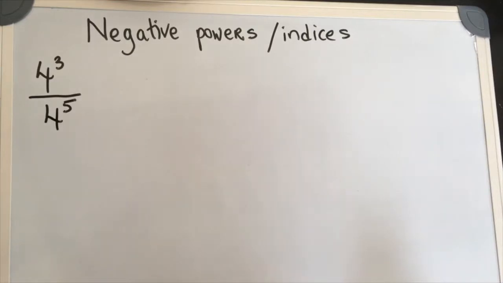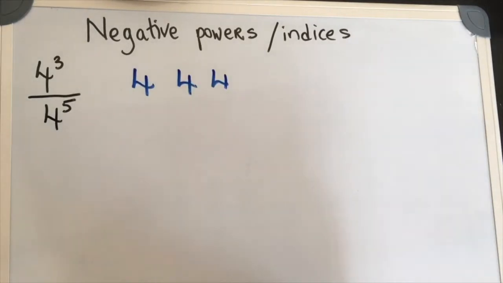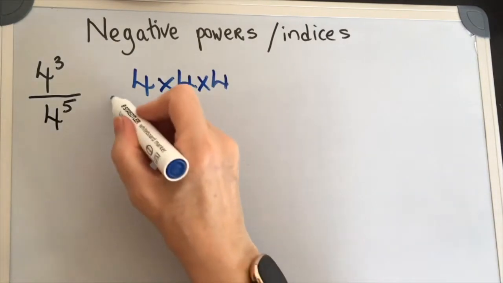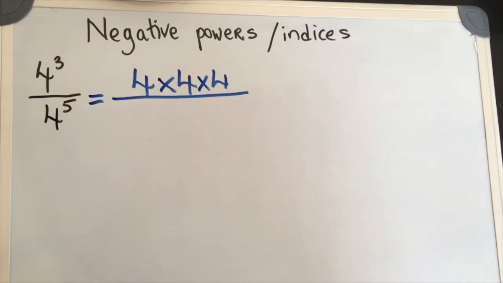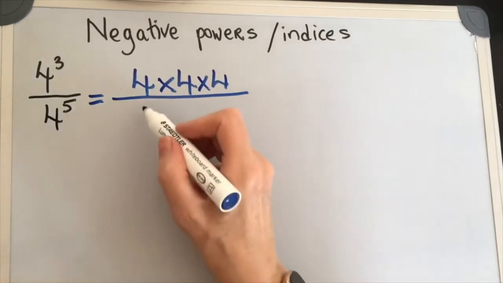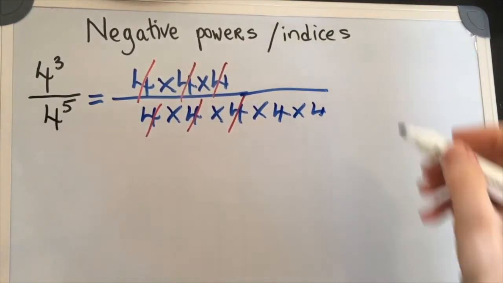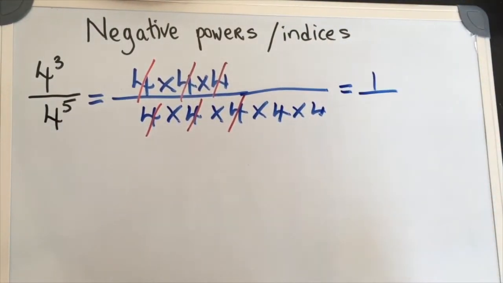Here we have 4 to the power 3 divided by 4 to the power of 5. 4 to the power 3 means 3 4s with multiplication signs between them, divided by 5 4s with multiplication signs between them. And cancelling, we get 1 over 4 squared.